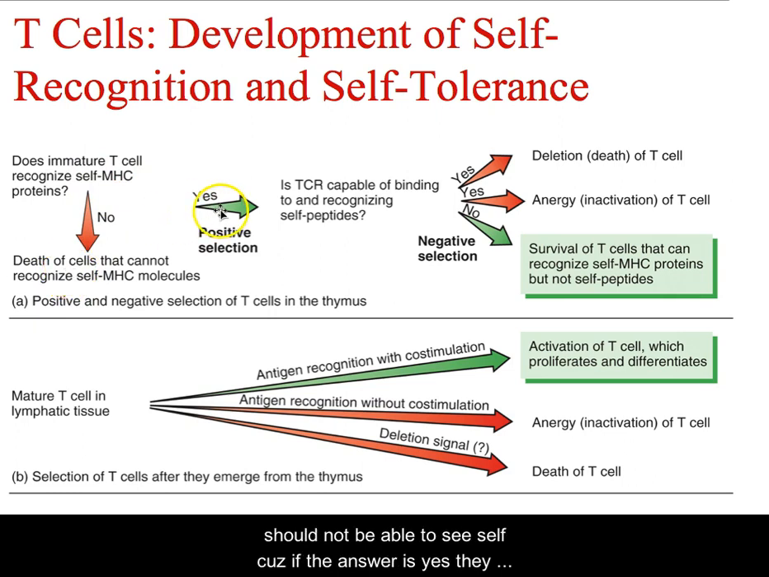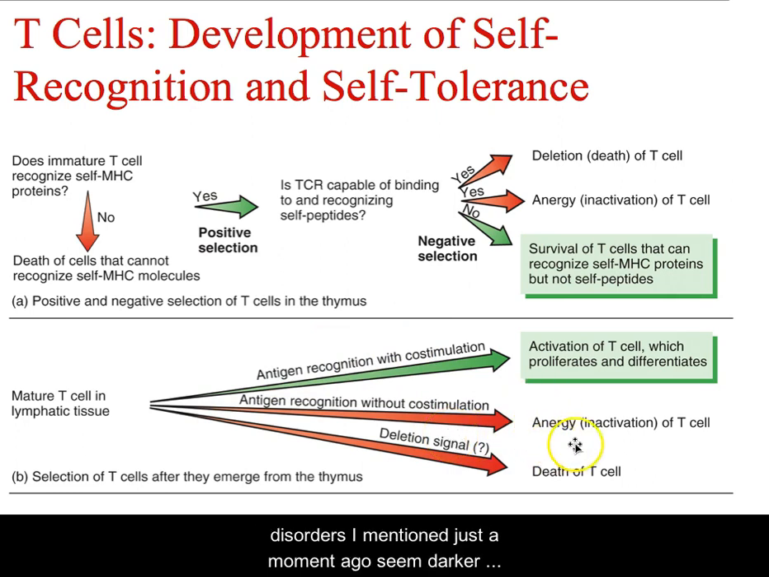If the answer is yes, it means they should not be able to see self, because if the answer is yes, they have to be killed. Okay? They should not be able to see self, and this is actually how you make T cells that can recognize MHC molecules. They then move to the lymphatic tissue inside your body, and they become activated by antigen and co-stimulation. If these others happen, bad things tend to happen inside your body.